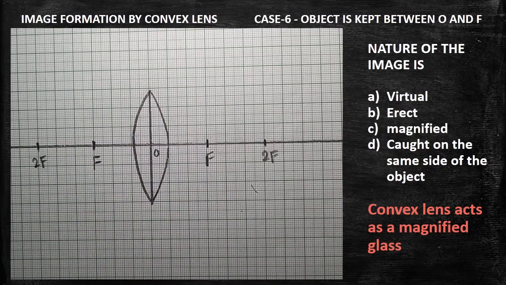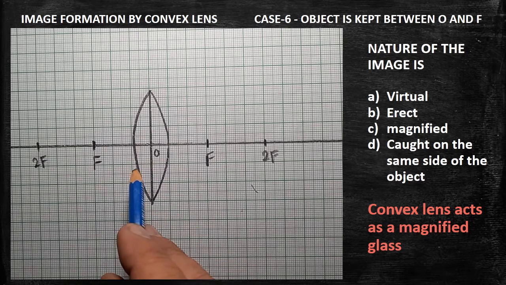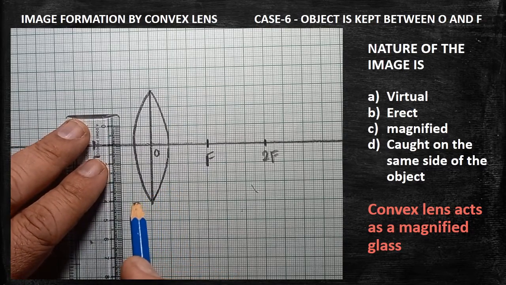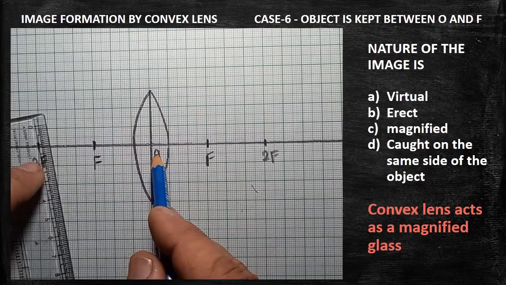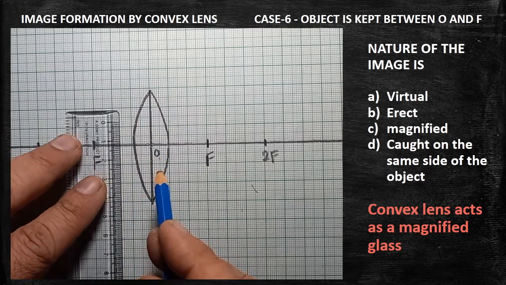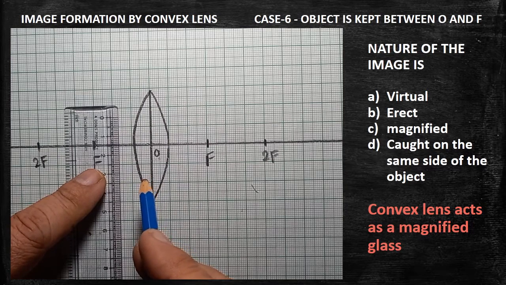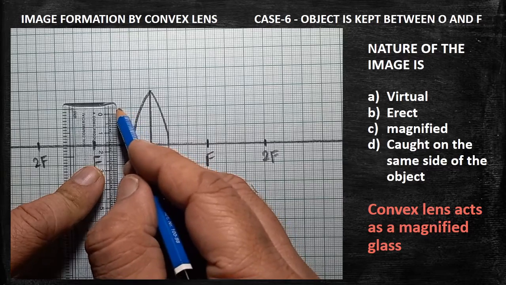Now we are going to learn the last case in the case of convex lens, that is the sixth case. Now we are going to place the object between O and F. This is the most important case. Now if a candle or any other object is placed between these 2 points, that is O and F, you will be getting a magnified image, but it will be a virtual one, very interesting one.